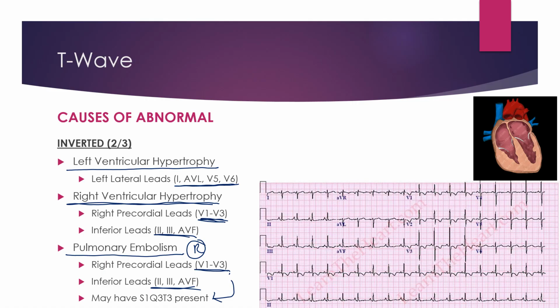So here's what I want you to gain from this. With left pathologies, usually the T waves are going to be inverted in the left leads: 1, aVL, V5, V6. With right pathologies, we expect to see this in V1 through V3, or V2 and V3, the right chest leads, and sometimes also the inferior leads.